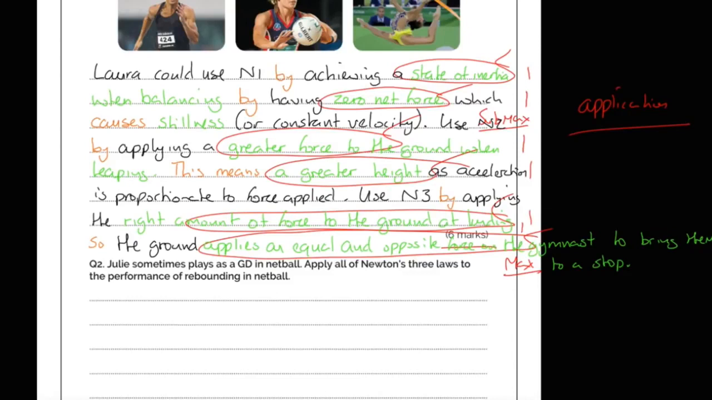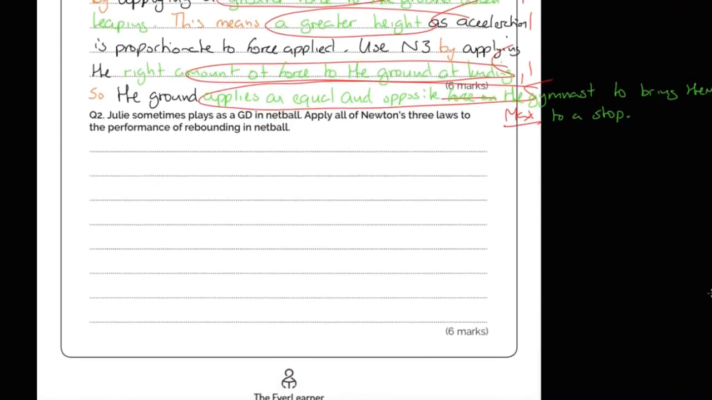Here now we're going to have a look at how we do this with a goal defence netball, and actually I'm going to leave you to complete the answer. All I'm going to do here is plan it for you, okay? And I'd encourage you to try and get your 6 marks out of actually putting this in. Julie sometimes plays as a goal defence netball. Apply all of Newton's 3 laws to the performance of rebounding, jumping to catch a missed shot in netball.